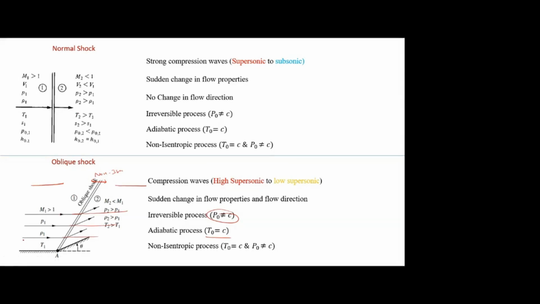Always the flow is deflected parallel to the wall behind the wave. So if you are keeping a ramp in the supersonic flow condition with the angle theta, there will be an oblique shock wave from its nose, and this is the original flow direction. Always the oblique shock wave will deflect the flow parallel to this wall. If this is theta, then here also it will be theta. Always there will be a change in flow direction. This is the only difference between normal and oblique.